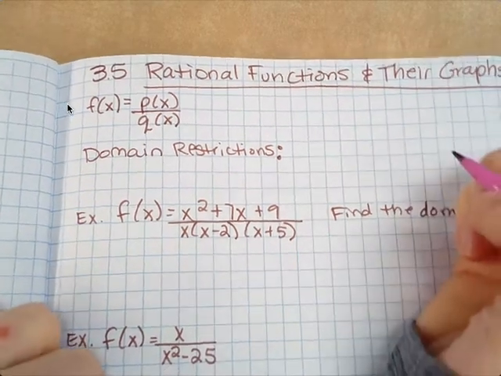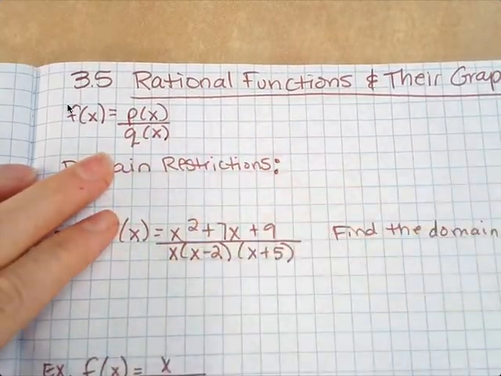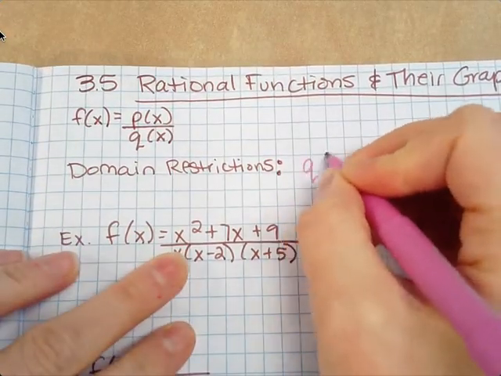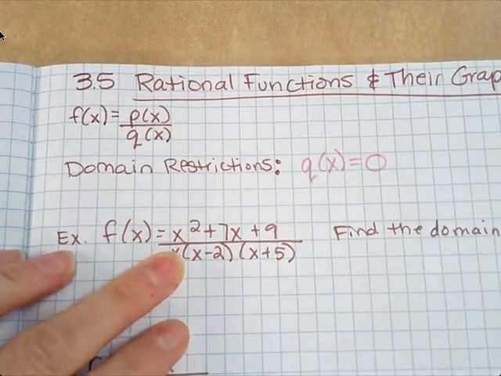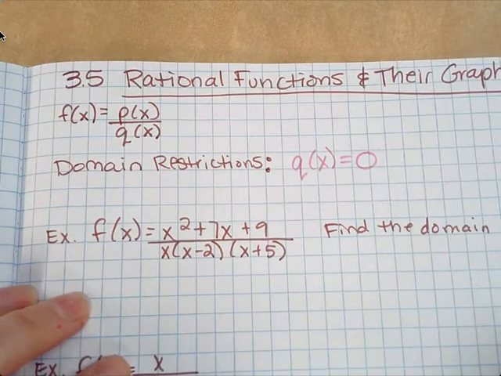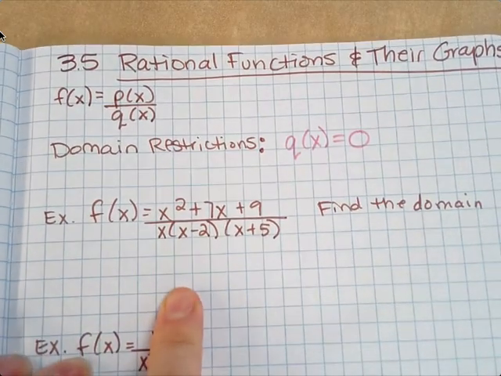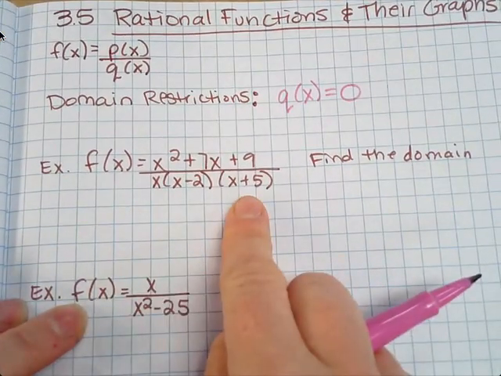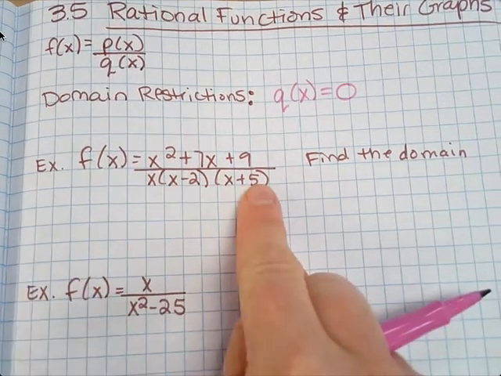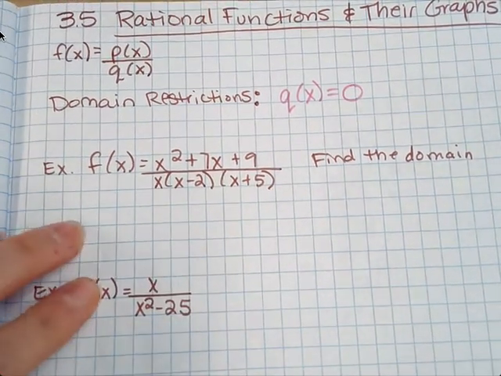We have domain restrictions, though, because we're saying q of x is some expression there. Our domain restriction is when q of x equals 0. That will be our domain restrictions. So when we have a function like this, we need to find the domain. Those are our x values. We just don't want our denominator to be 0. And anywhere that it could equal 0, we will remove those values.